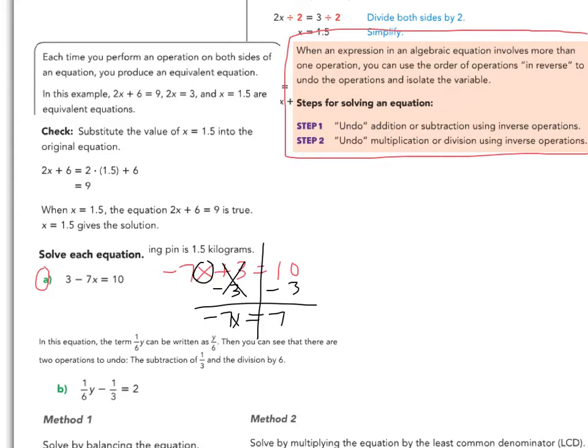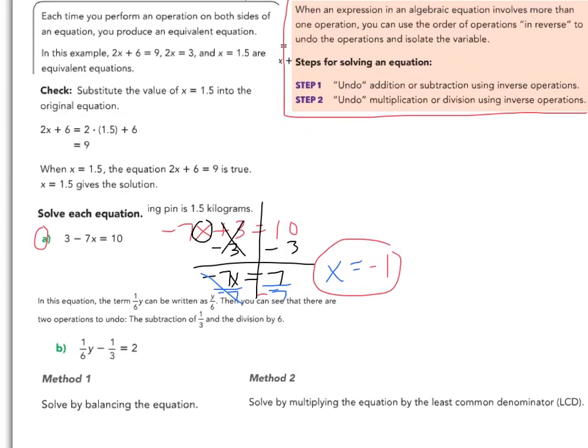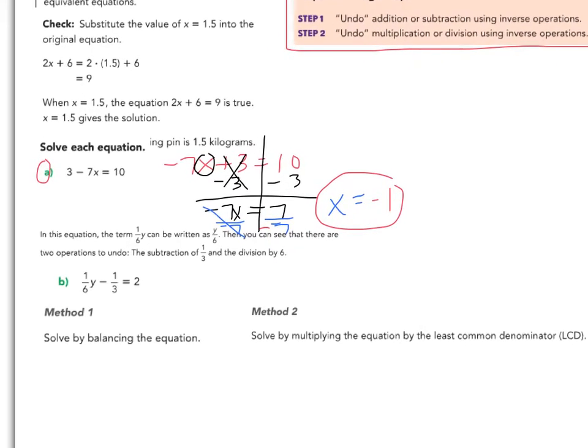Now, to undo multiplication, we're going to divide. Divide both sides by negative 7. Those cancel out, and x equals 7 divided by negative 7, which is negative 1. So my answer is x equals negative 1. And I showed you in class today how to check something like that. Okay?